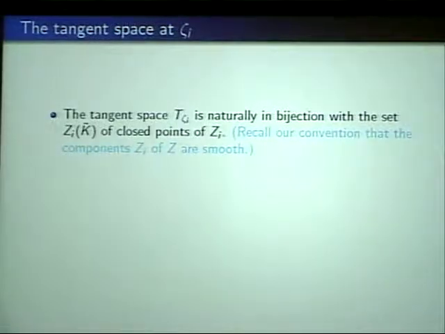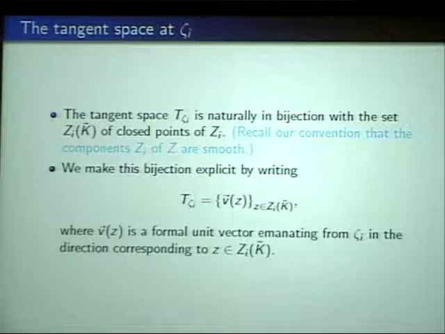And this is, you're supposed to think, at the tangent space at the Gauss point, those were the different residue classes, right? Or in other words, the open disks of radius 1, or the closed points, P1 over the residue field. The tangent directions at the Gauss point in P1 corresponded to P1 of the residue field. So here, at the point zeta I, the different tangent directions correspond to the closed points of Zi. And so I'll make this bijection explicit by writing V of z for this formal unit tangent vector emanating from the point zeta I in the direction corresponding to a point on the special fiber, corresponding to a point on this component Zi.